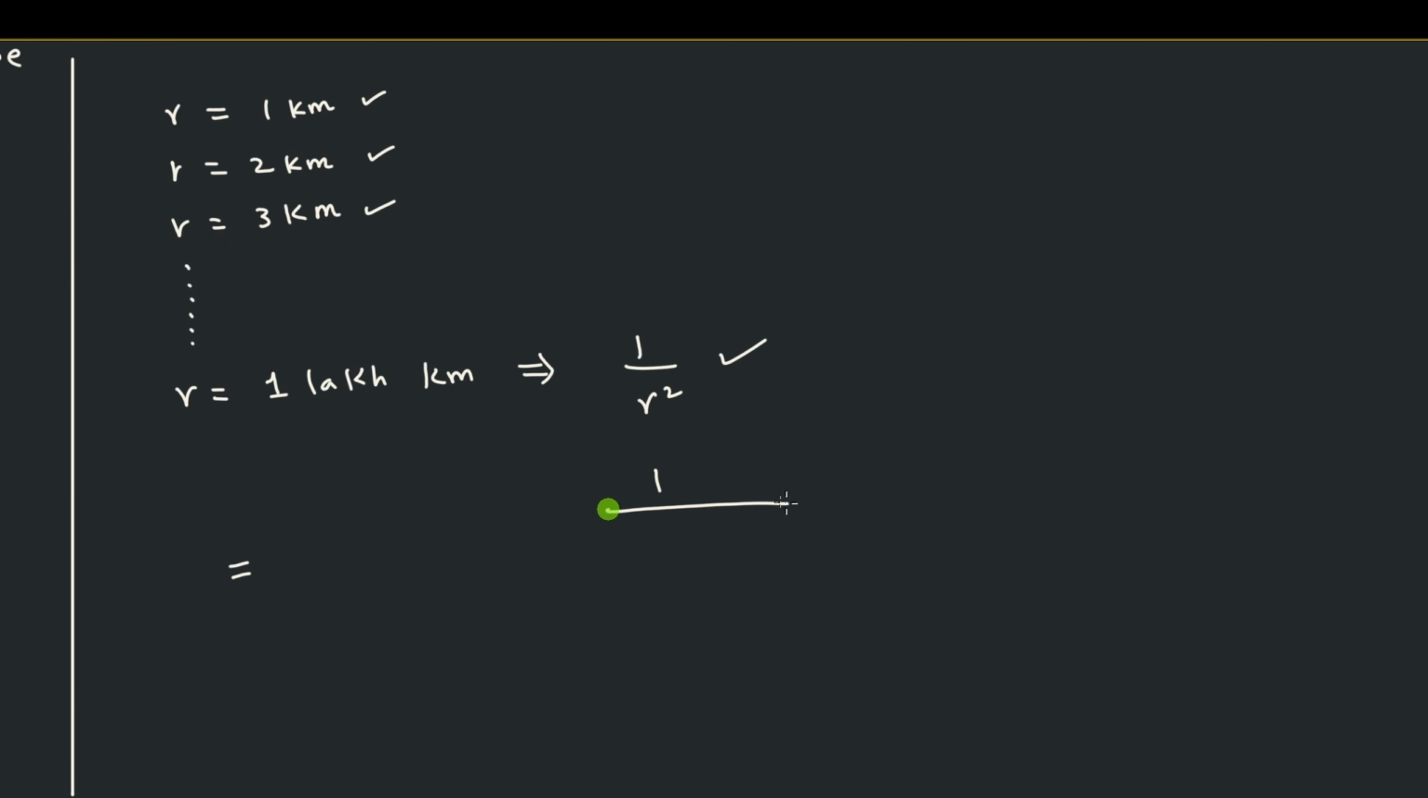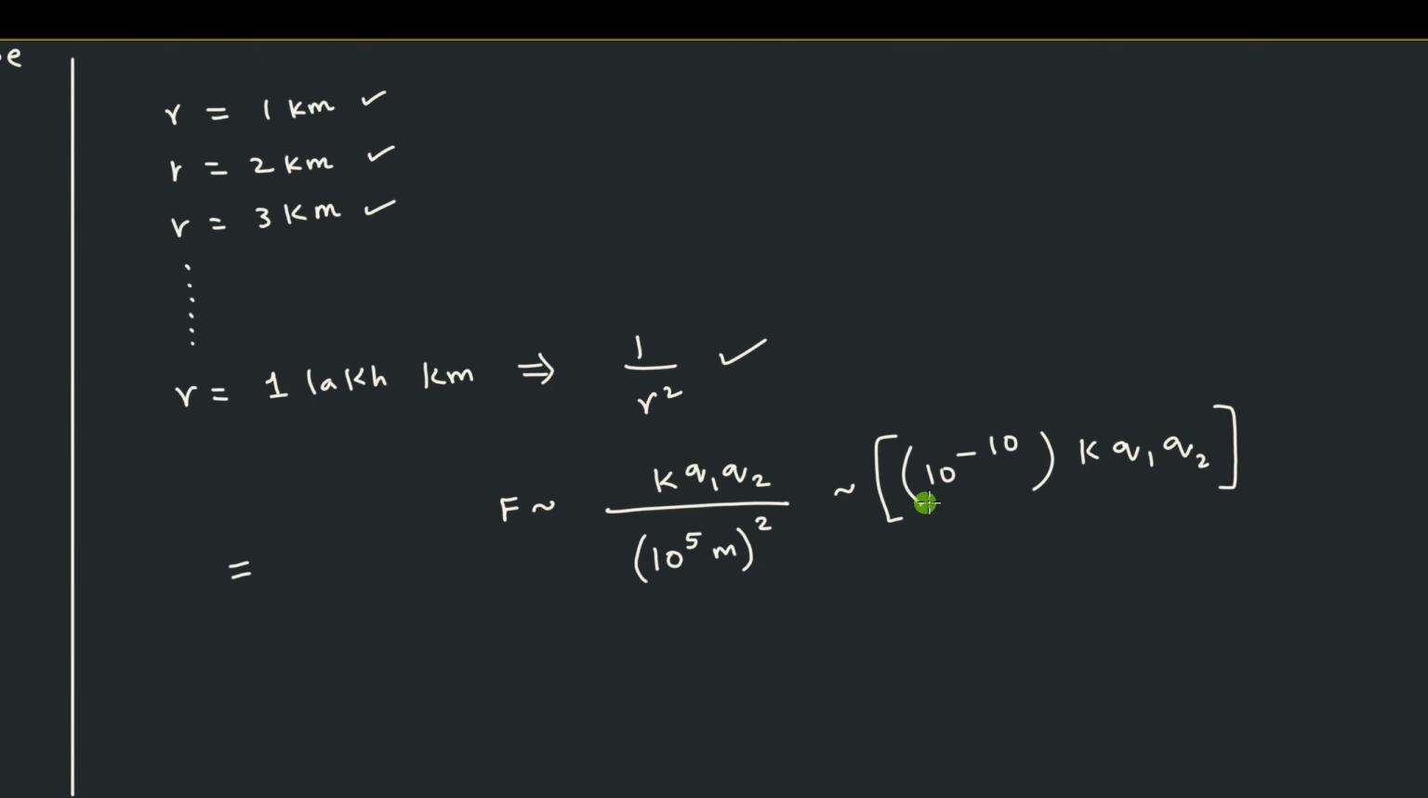If you are increasing this particular distance, remember that this 1 by R square is basically 1 divided by, what do you mean by 1 lakh kilometer? 1 lakh kilometer means this is 10 to the power of 5 meter. Then you have an R square. So that will be the order of magnitude for the force. So that goes like 10 to the power of minus 10. And remember that there is a k and q1, q2. Let it be there, otherwise you will get a doubt on the dimensions. So this has to be multiplied by k, then you have q1, q2, then you have so many newtons you will be having.